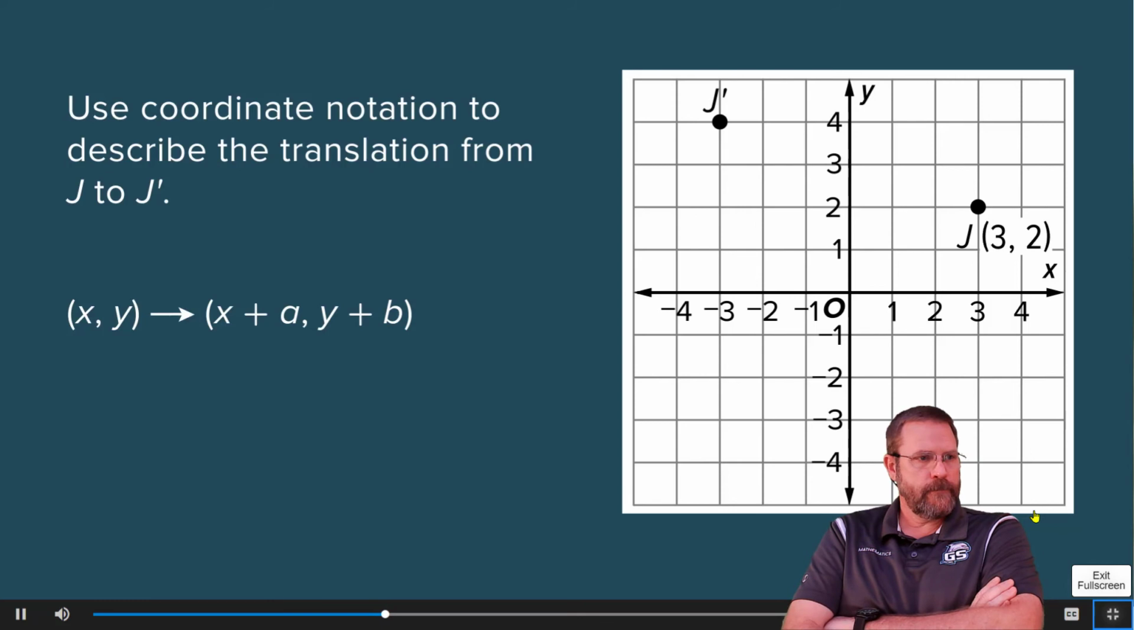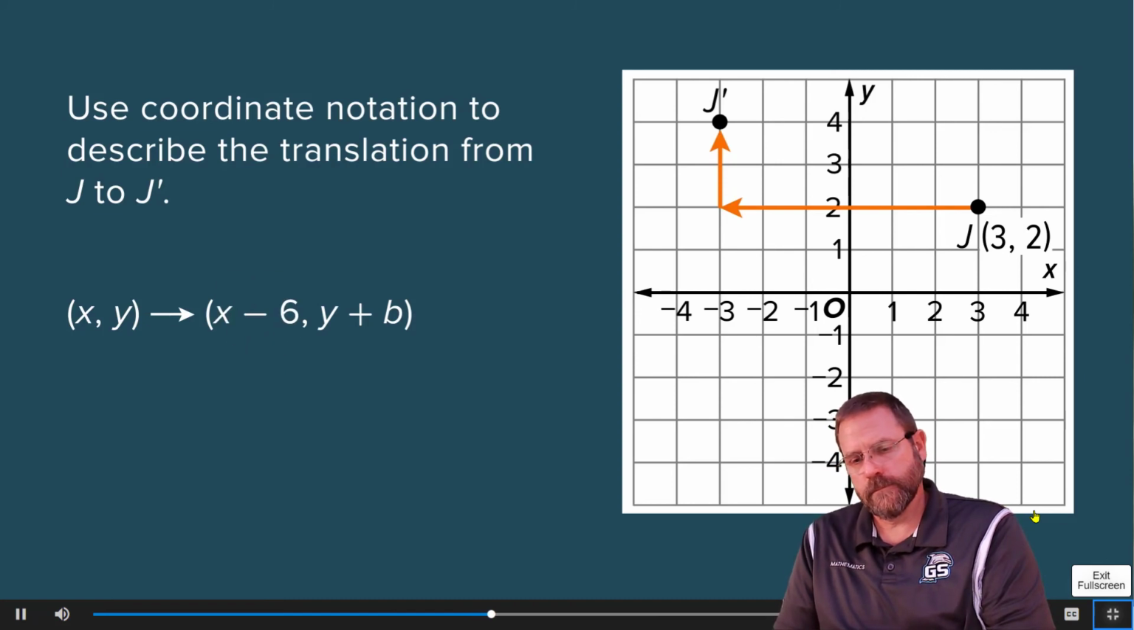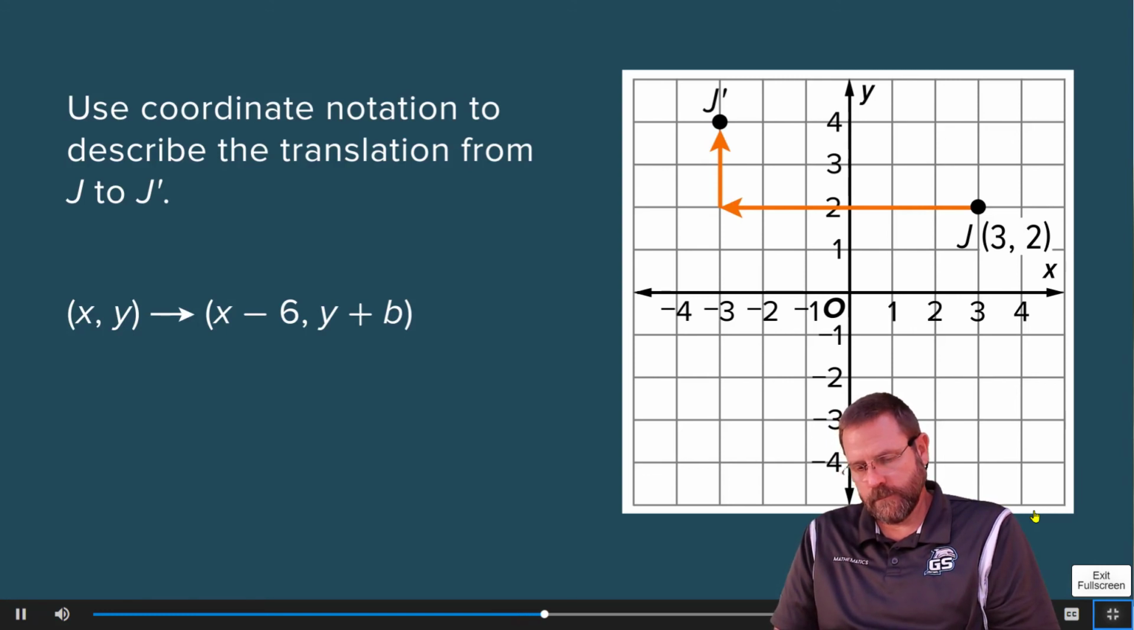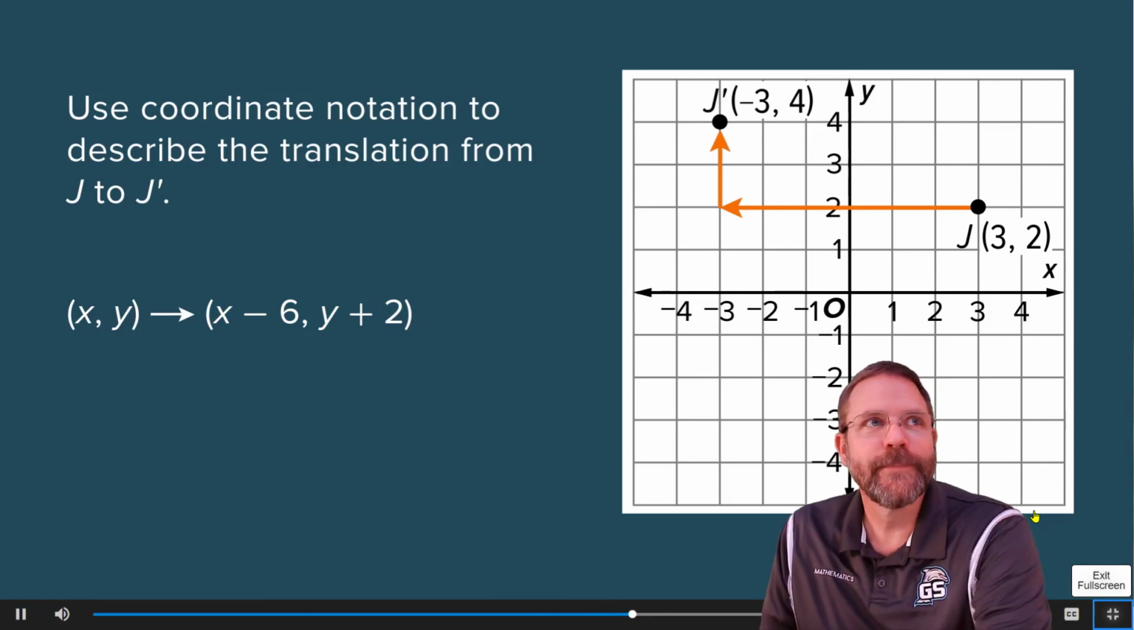Point J moves 6 units to the left and 2 units up. The translation of 6 units to the left decreases the x-coordinate by 6, so the coordinate notation would show x minus 6. The translation of 2 units up increases the y-coordinate by 2, so the coordinate notation would show y plus 2. So the translation is x minus 6, y plus 2, or 6 units to the left and 2 units up.